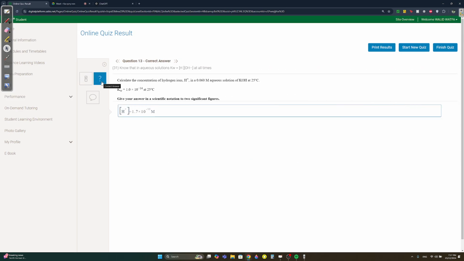Question 13. Calculate the concentration of H plus in now a base. The base will obviously dissociate to get K plus and OH minus. The OH minus is going to be the same as the concentration of KOH. KOH is 0.060, right? OH will be the same, so 0.060. They want H plus. So this is OH. How do you find H plus? 10 to the minus 14 over this. And you get this.